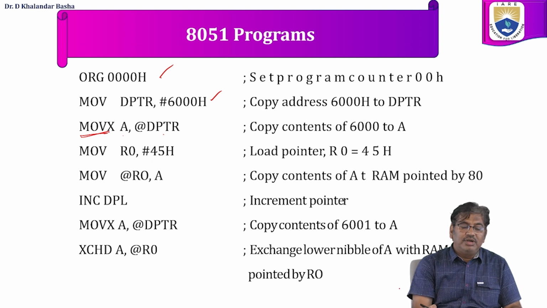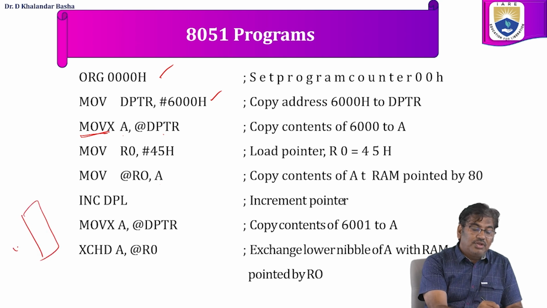Then 45H will be loaded into R0, which is going to point to the load pointer. So this accumulator contains whichever value you have fetched from the 6000 location, and that value we are going to load into the internal memory at 45H. So now the 45H location contains the contents of the 6000H location.